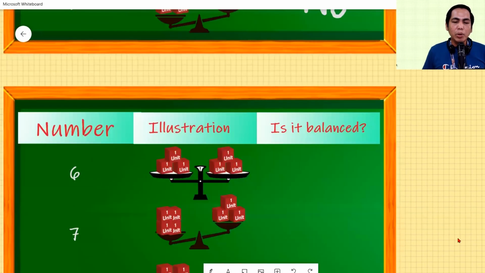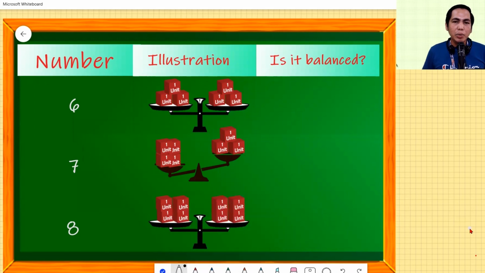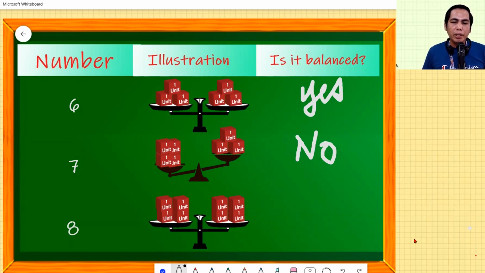Let's proceed to 6. For 6 units, we have 3 units on the left and 3 units on the right, so it's a yes. For 7 units, 4 units on the left and 3 units on the right, so it is not balanced. So it's a no. While for 8, we have 4 units on the left, 4 units also on the right, so it is balanced.